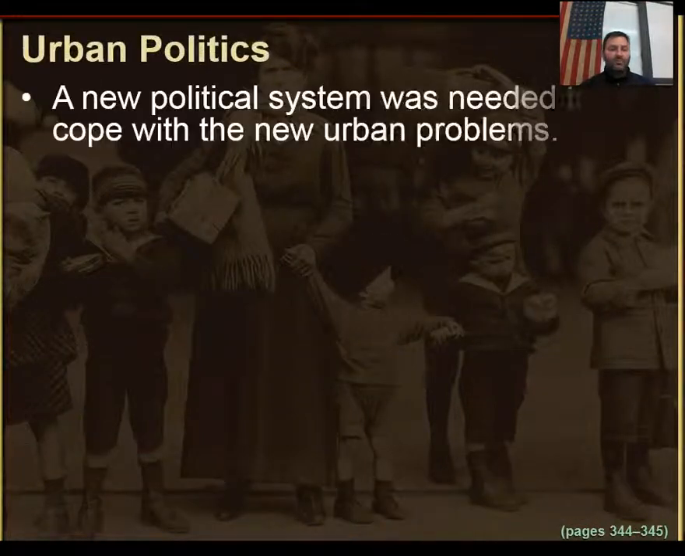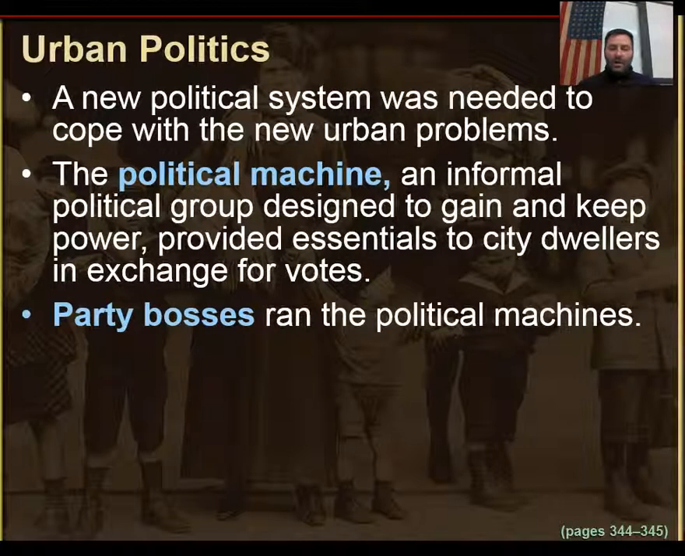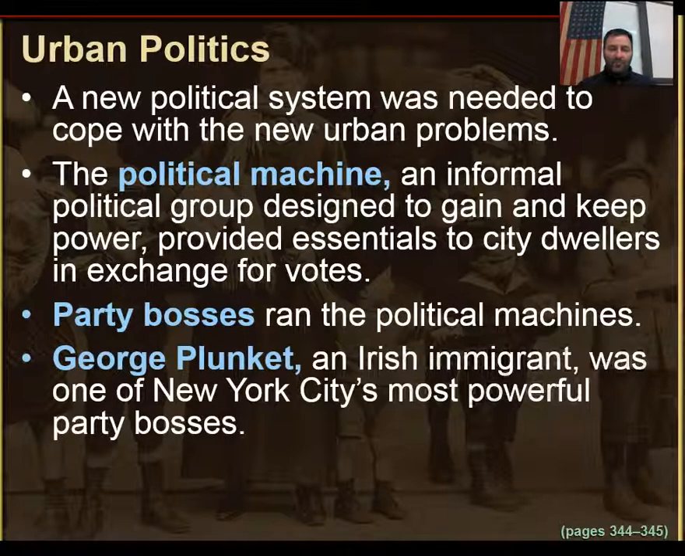Oftentimes when you have urban politics, you're going to have a different type of political system as opposed to maybe where we live. This new political system comes up to cope with new urban problems. They were oftentimes called a political machine. This was an informal political group that was designed to gain and keep power and provide the essentials to city dwellers in exchange for votes. You would have people called party bosses who would run the political machines. George Plunkitt was an Irish immigrant, one of New York City's most powerful party bosses.